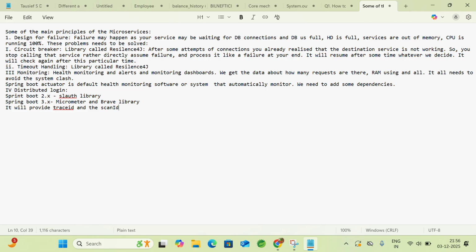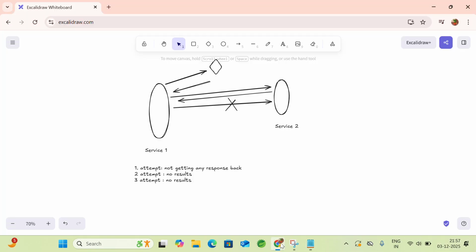Like the trace ID is the ID that is the same throughout the project. Let me write over here, which is the same throughout the project, and the span ID, which each log has its own span ID. So this is how it works. Let me show you with the diagram itself.